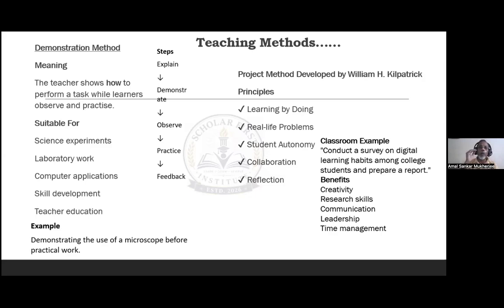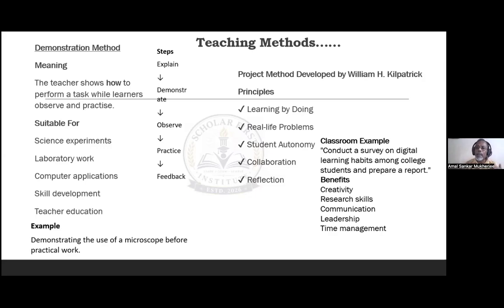The topic was digital learning. So the teacher is not going to teach digital learning. So what is the teacher doing? The teacher is conducting a survey on digital learning habits among college students, that means they are students, and asks the students to do the analysis and prepare a report. On the basis of that report, the teacher will generate the ultimate conclusion or decision.